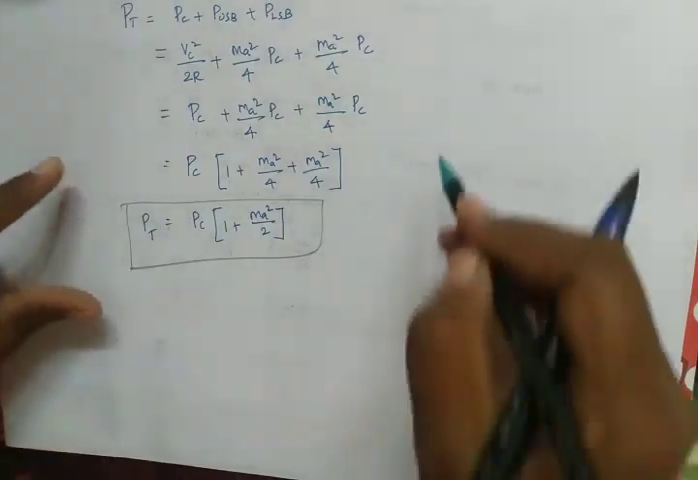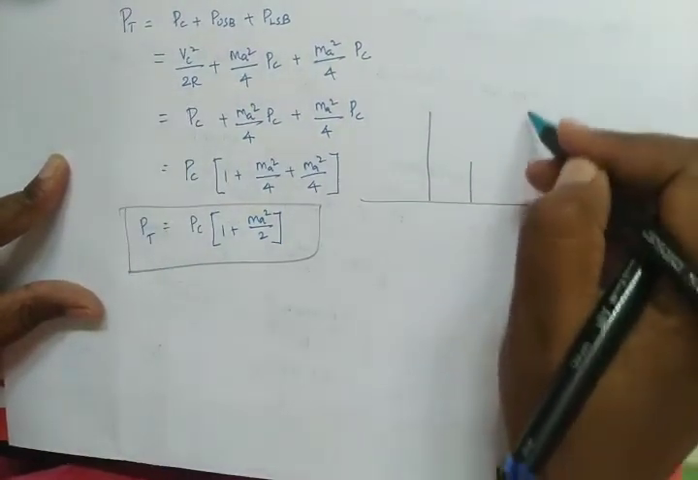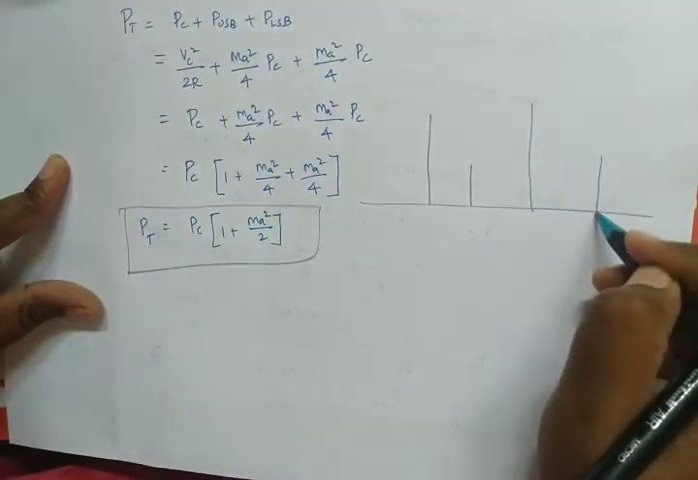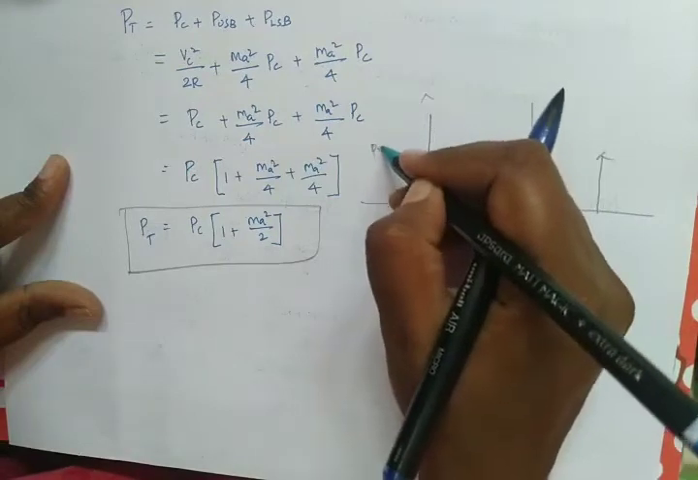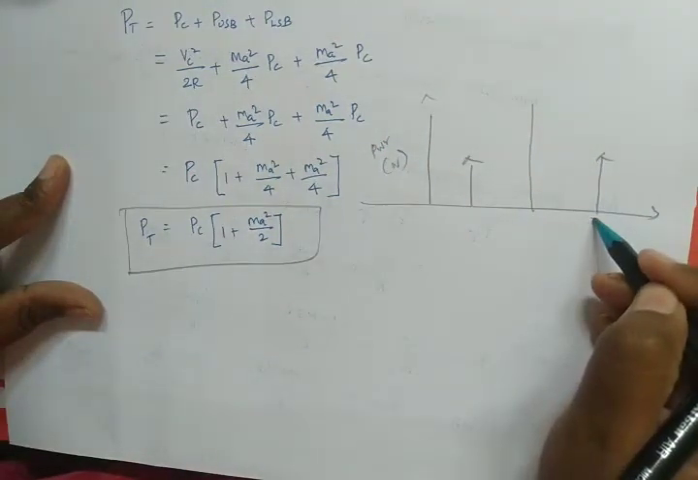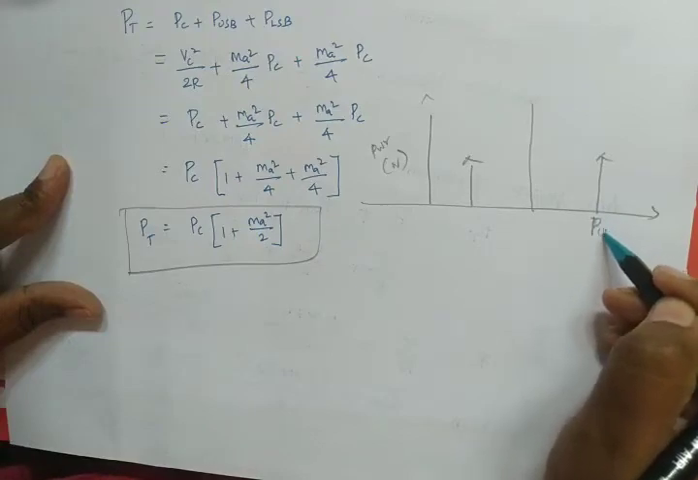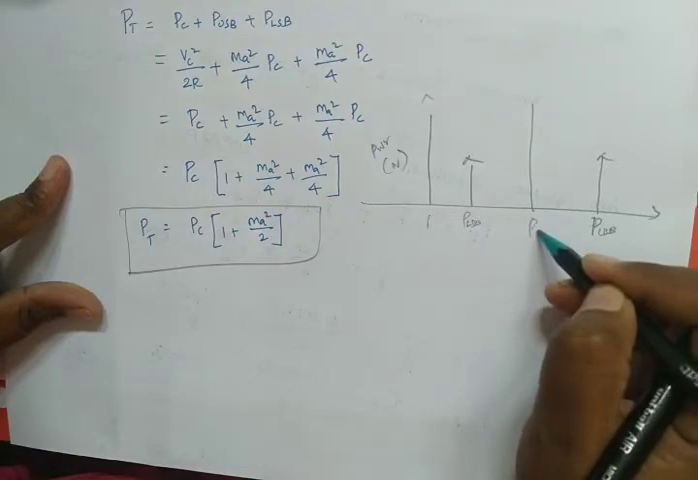Now let us draw the spectrum diagram. This is our power spectrum diagram. This is lower sideband power, this is carrier power, and this is our upper sideband power. This is power in watts, and here we have upper sideband. This is power upper sideband. This is power lower sideband. This is our carrier power.